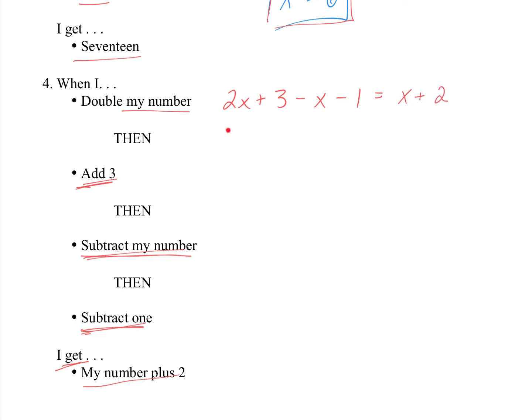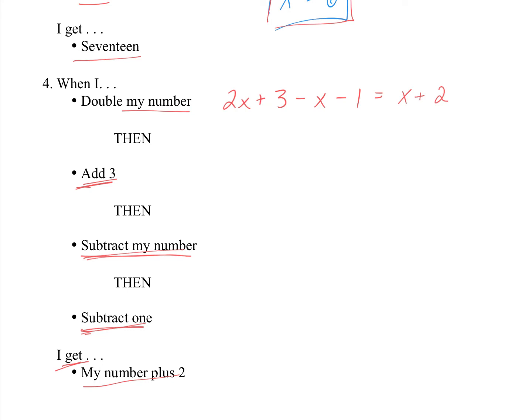So before I start to add or subtract from both sides, I'm just going to look at each side individually to see if there's anything that I can simplify. So I'm going to look at the left side of this equation here. 2x plus 3 minus x minus 1. So I'm looking for like terms.